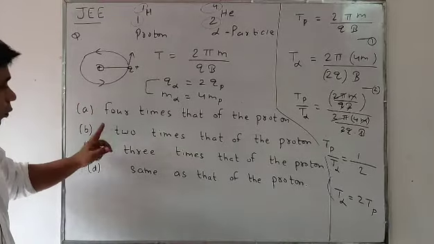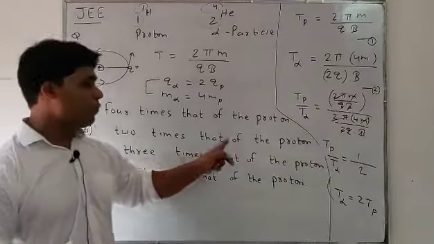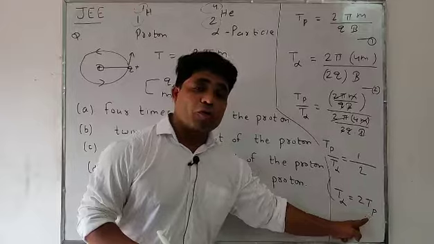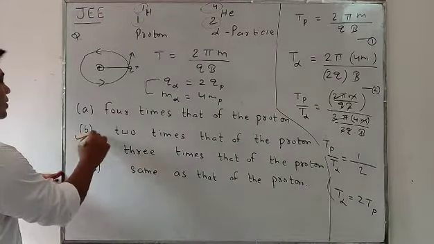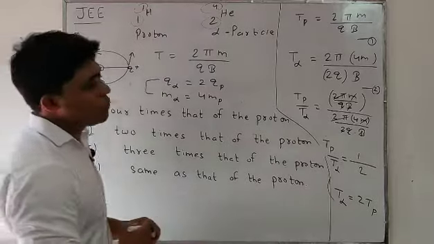So check the options: 4, 2, 3, same. 2 times that of proton. 2 times that of proton. So which one is the correct option? Yes, B is the correct option. Okay, students.